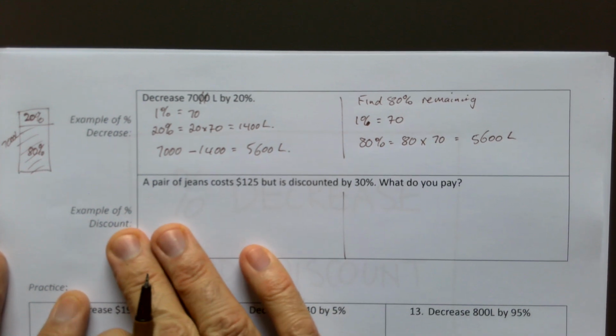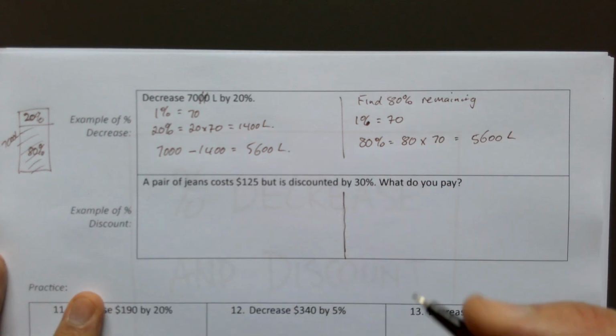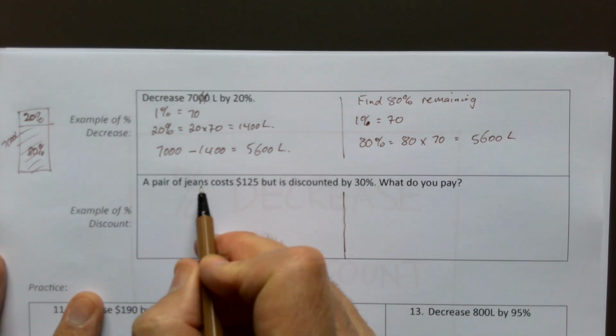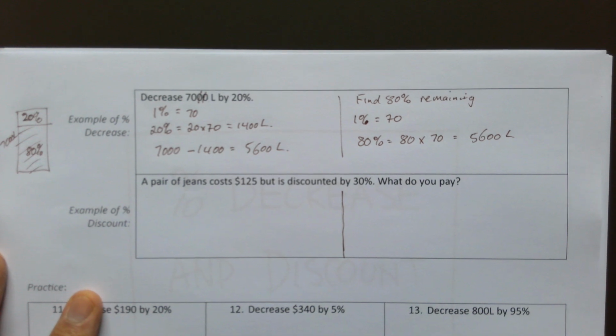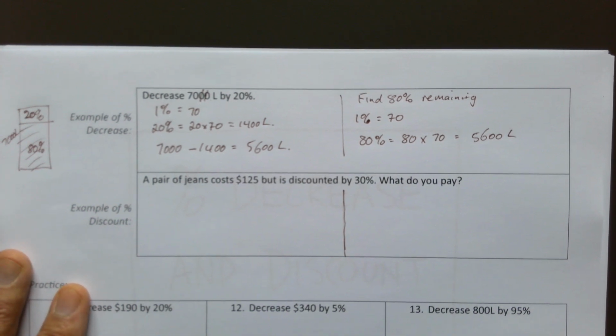Now this is used whenever something's on discount. So this is a reduction thing. We've got an original marked price. A pair of jeans costs $125, but is discounted by 30%. What do you pay? So there's a big sign at the front of the shop that says 30% off, and then the tag on the jeans says $125. So what do you actually pay for it?